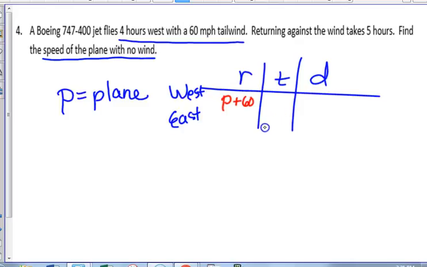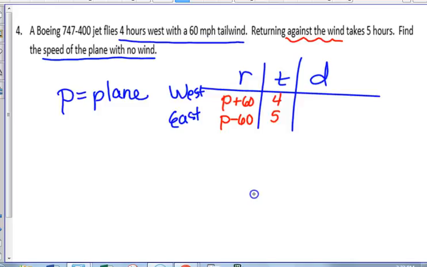Tailwind means it's pushing on the tail, okay? It takes it 4 hours to go. On the way back, the same distance, it takes 5 hours, but it is against the wind, so it's the plane minus that same 60-mile-an-hour wind.